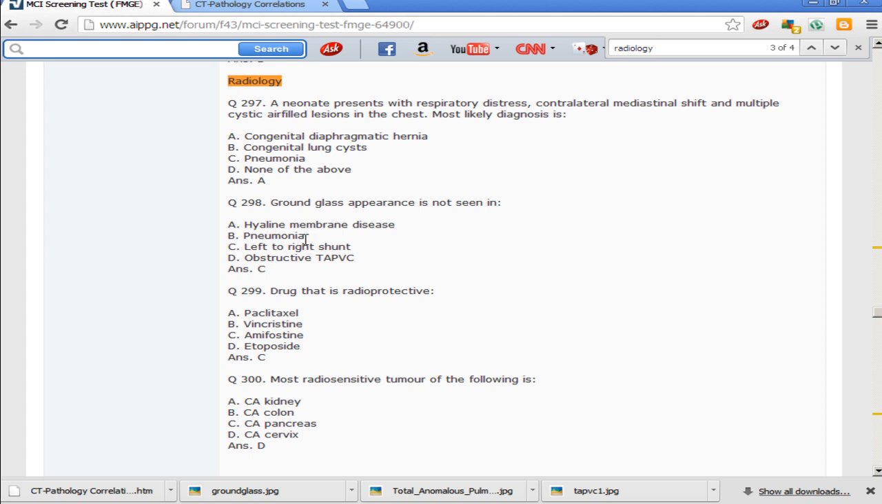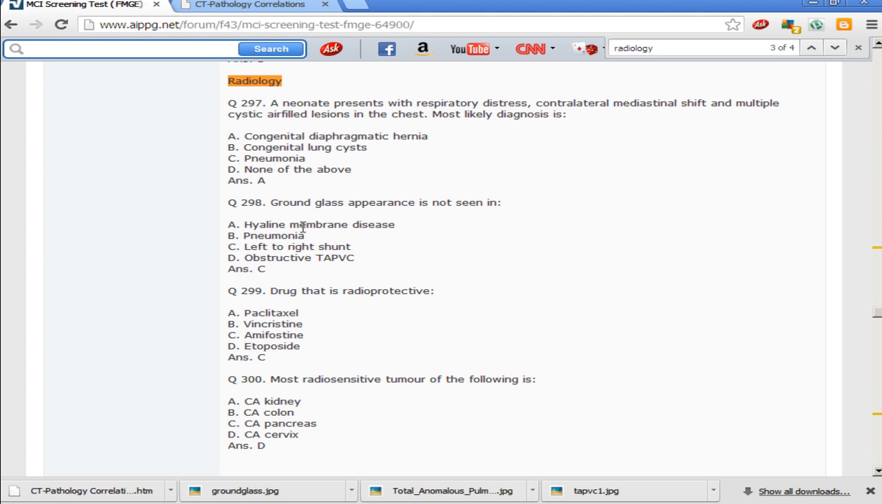Many of you will be thinking that pneumonia does not show ground glass appearance, but he hasn't mentioned which type of pneumonia. Ground glass appearance does appear in any interstitial pneumonia, for example by chlamydia or influenza. You can think of any reasons.